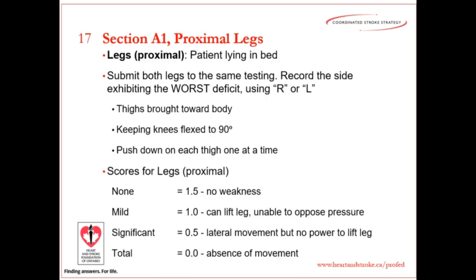We then move to the legs. Okay, so again, submitting both the legs to the same testing, recording the side that exhibits worse deficit. Okay. Here we're bringing the thighs towards the body, keeping the knees flexed at 90 degrees, pushing down on each of the thighs, one at a time. Okay, and very similar scoring to the arms.